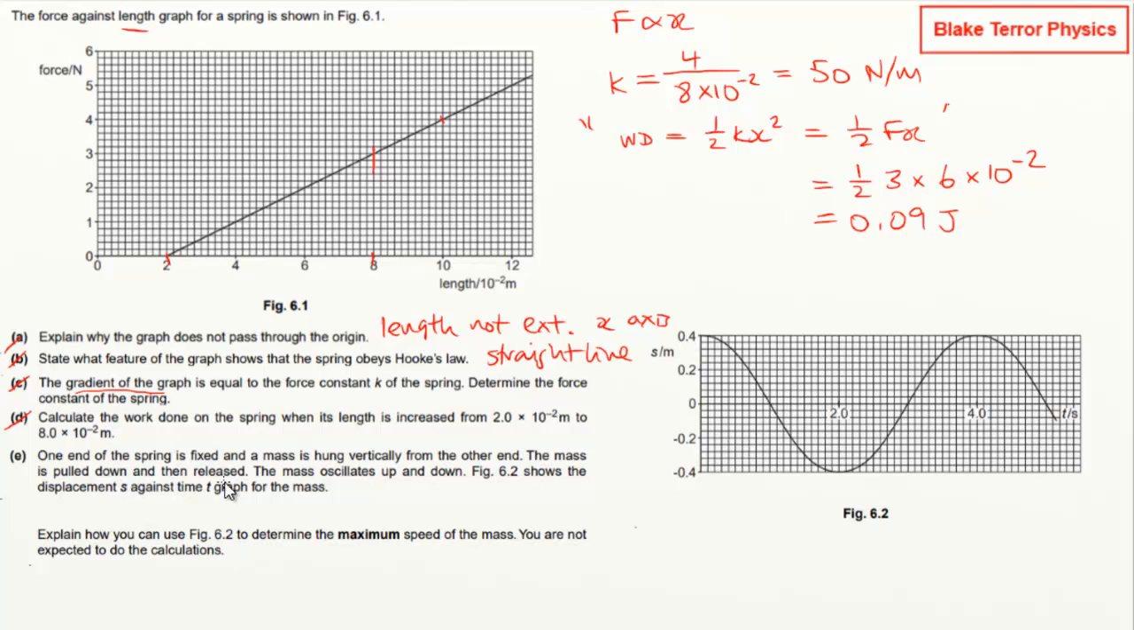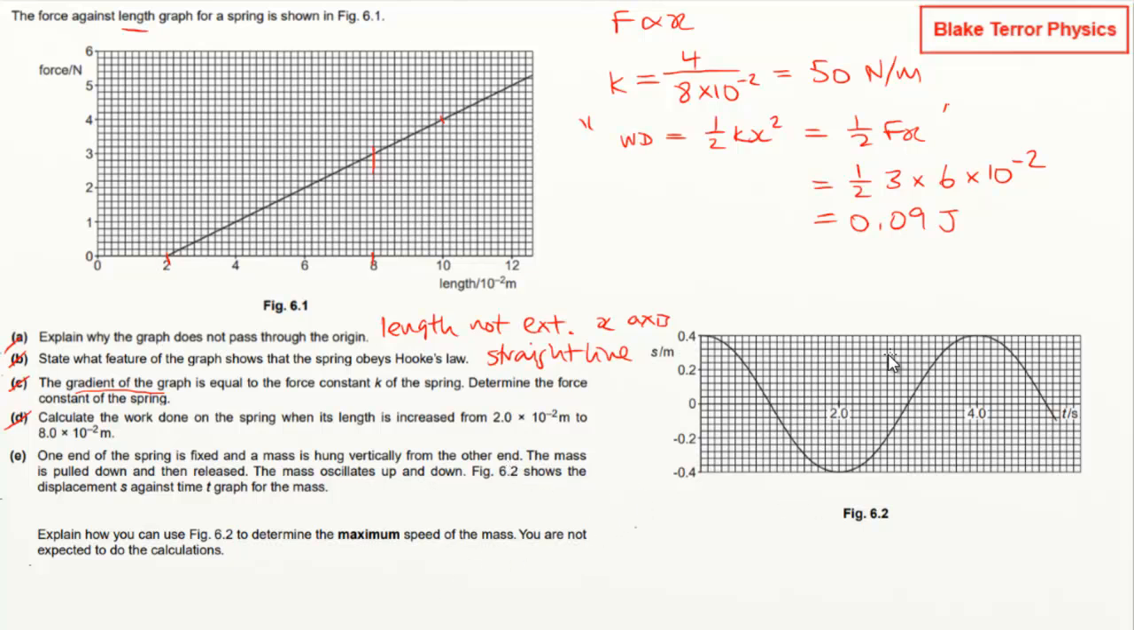One end of the spring is fixed and the mass hung vertically from the other end. Mass is pulled down and then released. The mass oscillates up and down. Right, so we're going to have some simple harmonic motion going on. Figure 6.2 shows a displacement against time for the mass. Explain how you can use figure 6.2 to determine the maximum speed of the mass. You're not expected to do any calculations.